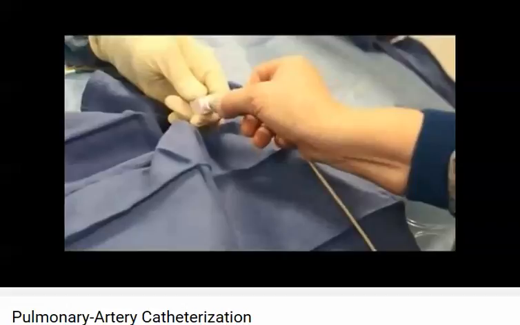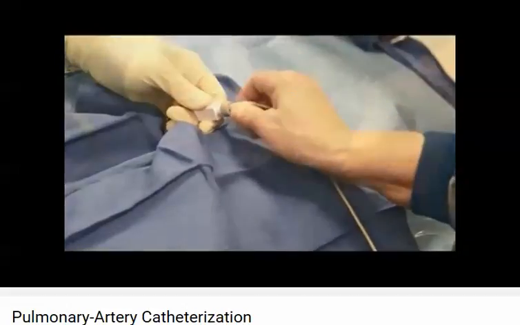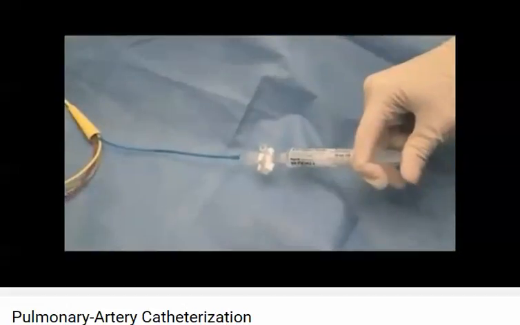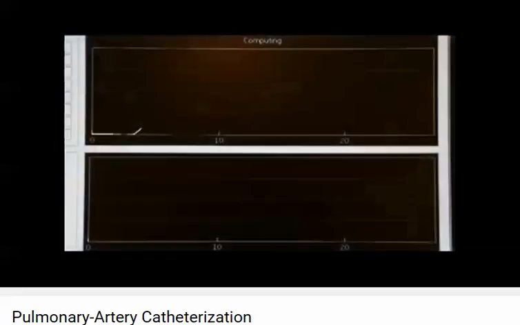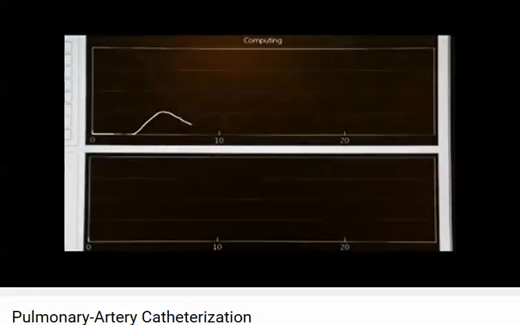Measure cardiac output by connecting the thermistor to a computer and injecting a saline bolus into the right atrium. On a plot of temperature against time, the area under the curve is inversely proportional to the cardiac output.